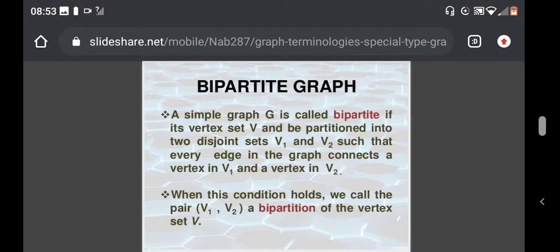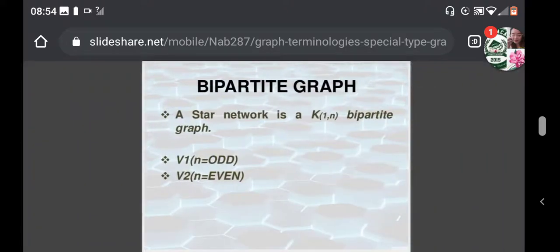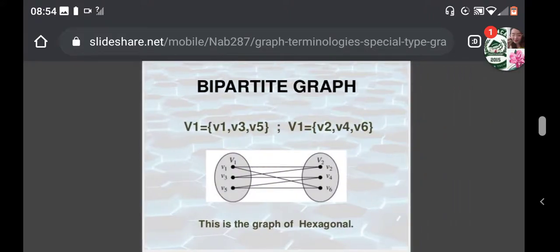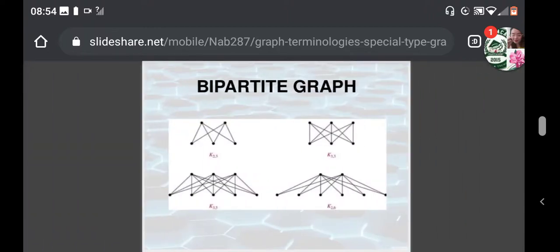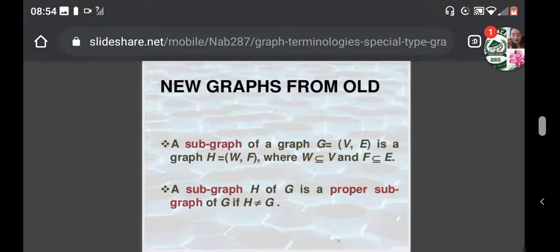Bipartite graph: a simple graph is called bipartite if the vertex set V can be partitioned into two disjoint sets V1 and V2, such that every edge in the graph connects a vertex in V1 to a vertex in V2. When this condition holds, we call the pair V1 and V2 a bipartition of the vertex set V. So for example, this is the bipartite graph. Okay, these are the figures.